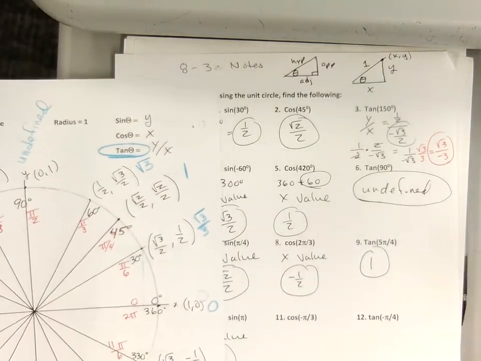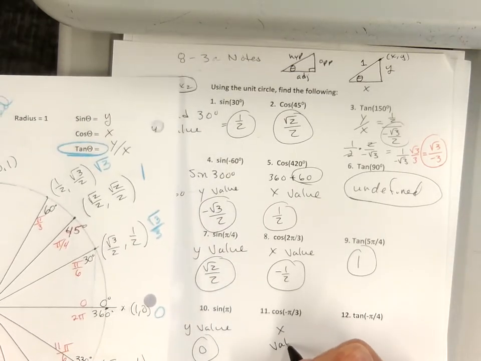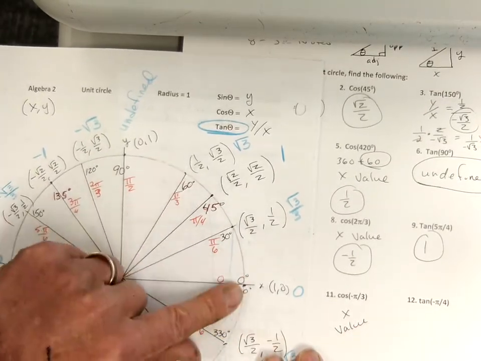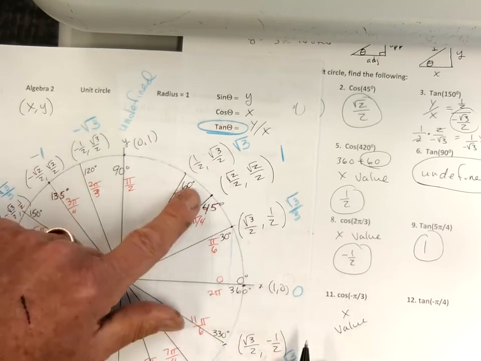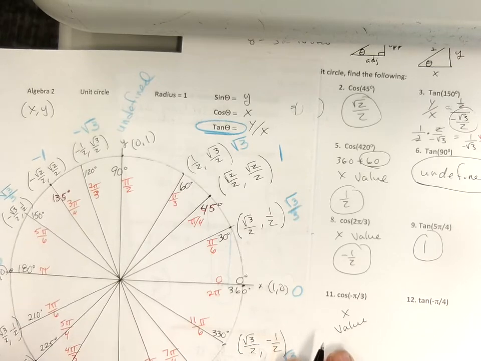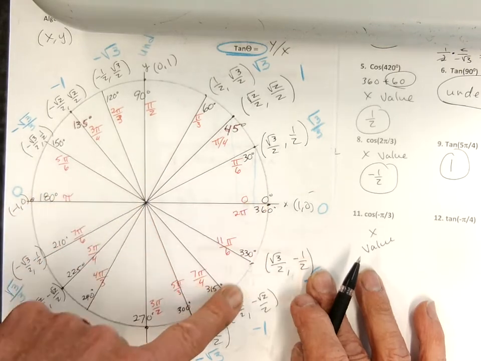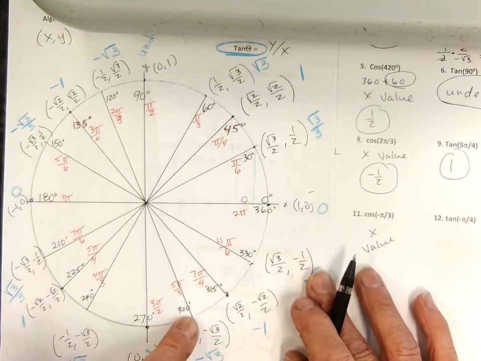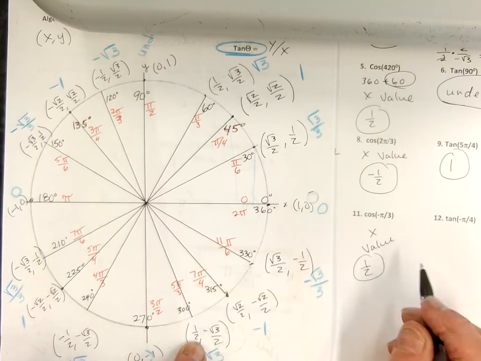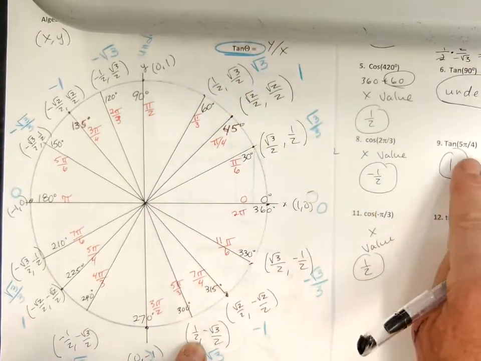Now, cosine of negative pi thirds. I'm looking for an x value. So if pi thirds is this much, but I want negative, I'm just going to go backwards. Pi thirds, I rotate here to pi thirds. Negative pi thirds would just be a backwards rotation. I'm looking for the x value at that point, which is 1/2.